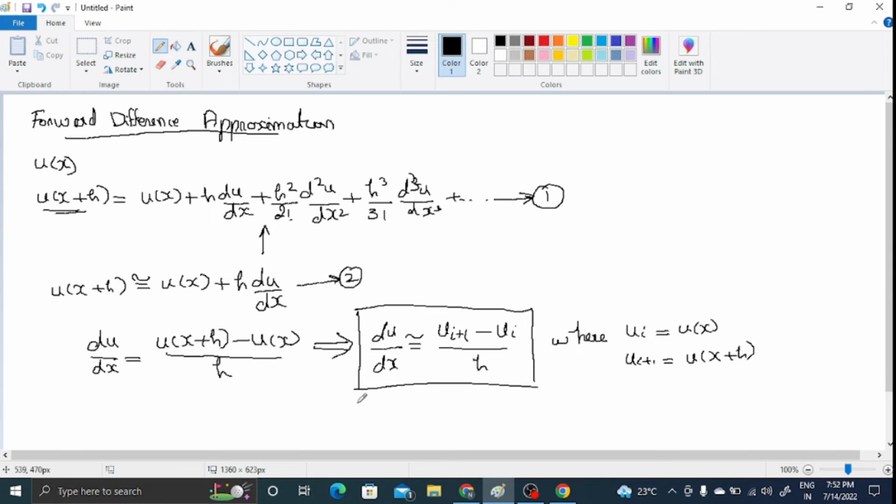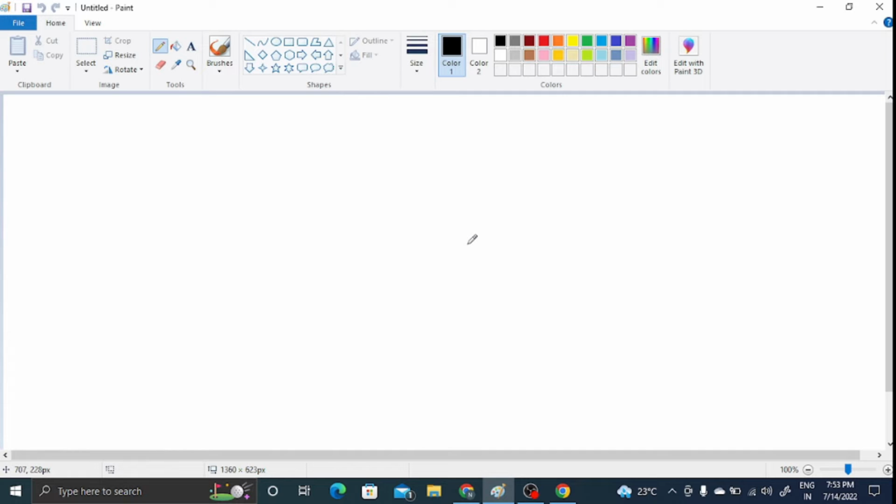So please note, this one is forward difference approximation of du by dx. So next one is backward approximation.